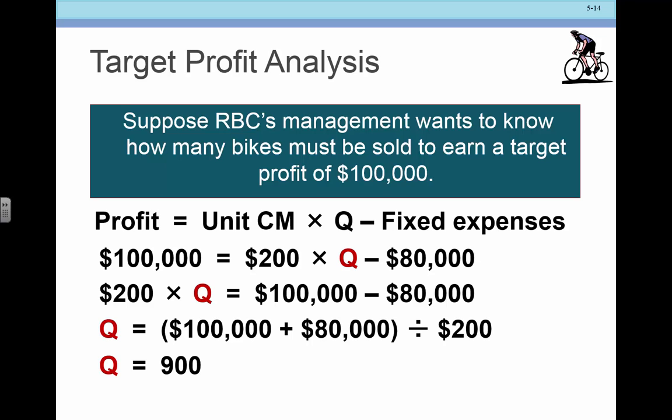Honestly, for me, I wouldn't take the time to write out four lines of equations if I can just pop it into the fixed cost plus target profit divided by CM.